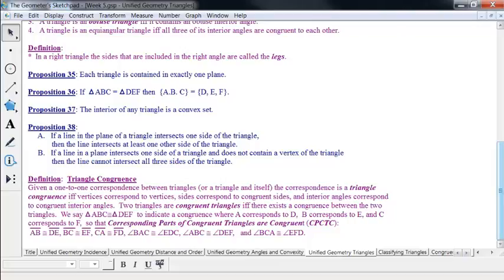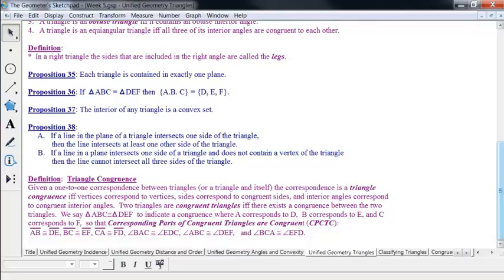Proposition 35 says each triangle is contained in exactly one plane. Proposition 36 says if triangle ABC equals triangle DEF, then the set of vertices ABC has to equal the set of vertices DEF. So D, E, and F are just renamings of the points A, B, and C. The interior of any triangle is a convex set. That's proposition 37.